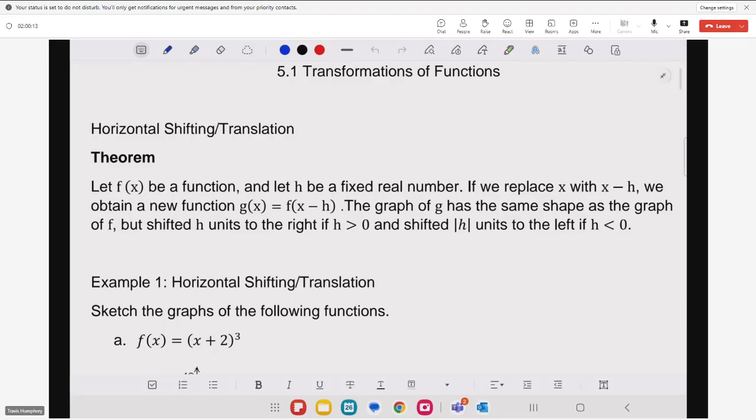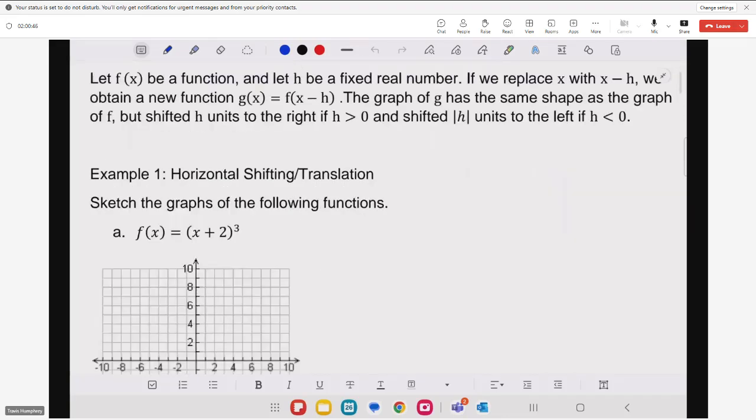The graph of g has the same shape as the graph of f, but shifted h units to the right if h is greater than 0, and shifted absolute value of h units to the left if h is less than 0. So what this theorem is saying is that if I add or subtract a number from x inside the function, it's going to move the graph either to the left or to the right.